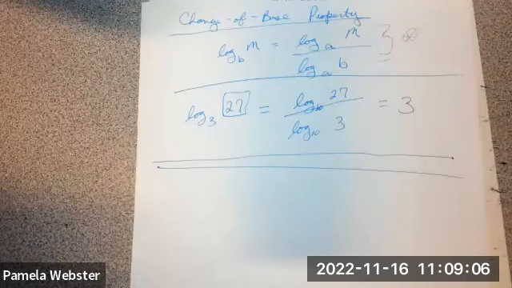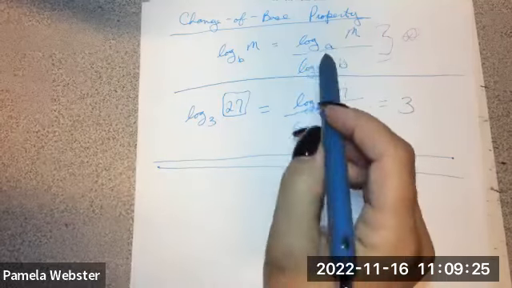Whenever I have a logarithm in a certain base, and you say, I really don't like it in base 3, or I really don't like it in base 5, I want to change that to a different base. It's called the change of base property, or the change of base formula. And you can change it pretty quickly by using this formula.